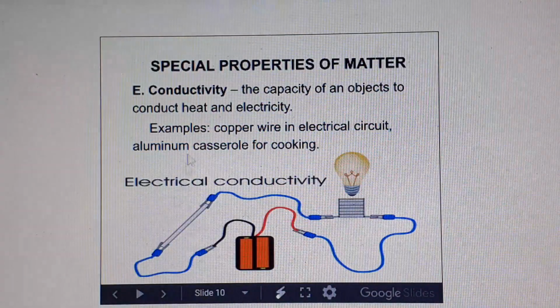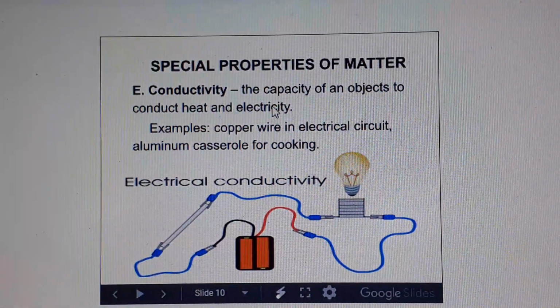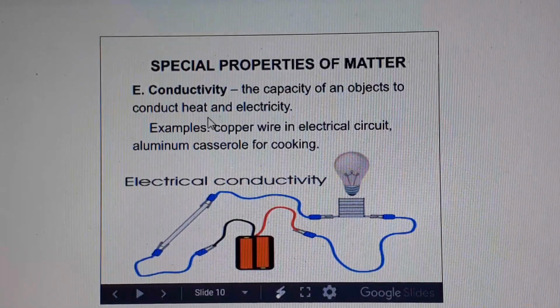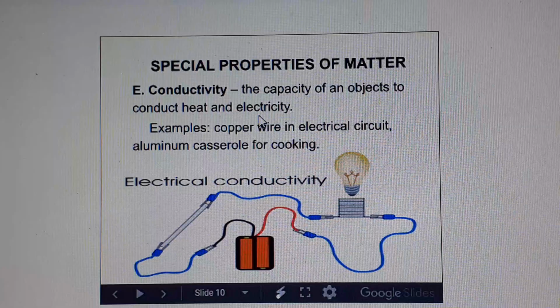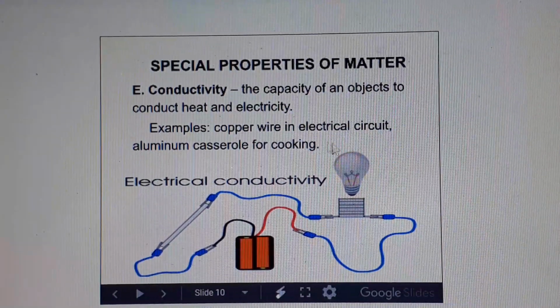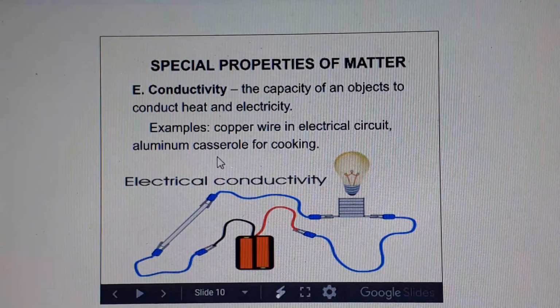Next, conductivity. The capacity of an object to conduct heat and electricity. Example, copper wire in electrical circuit, aluminum casserole for cooking.